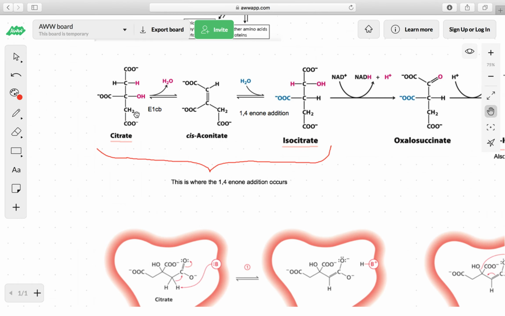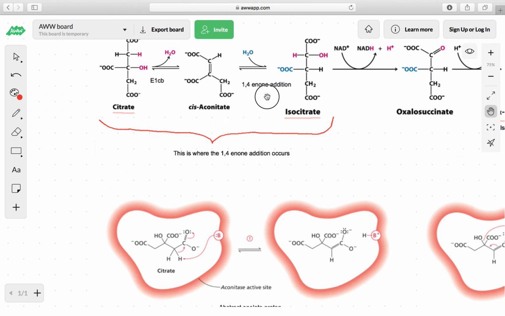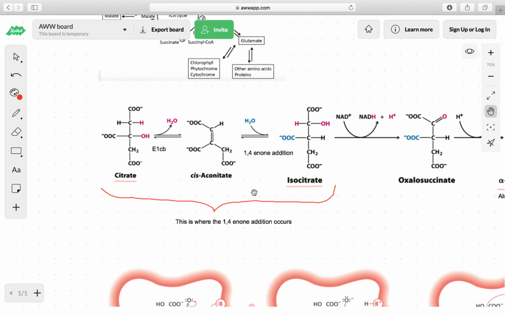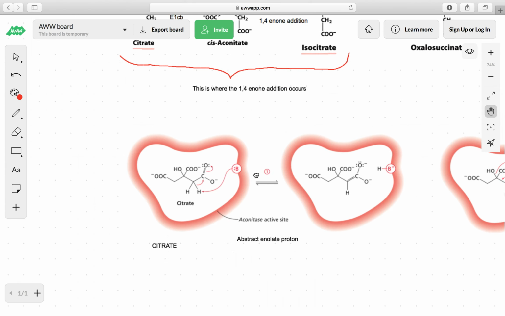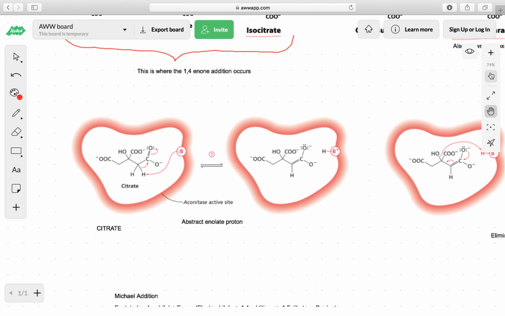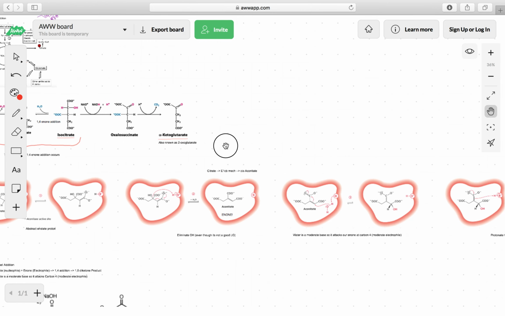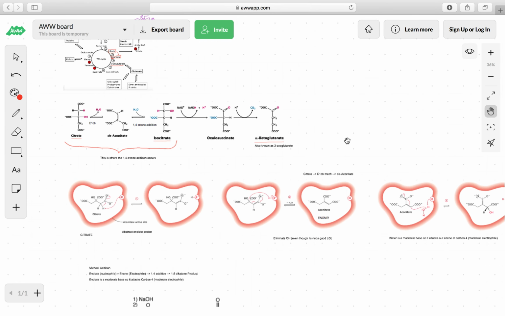So the reaction that catalyzes this uses a 1,4-enone reaction, and the intermediate is cis-aconitate, and the enzyme is called aconitase. So let's see what happens here. It's going to be a pretty big pathway, so just have patience, but it's pretty interesting.